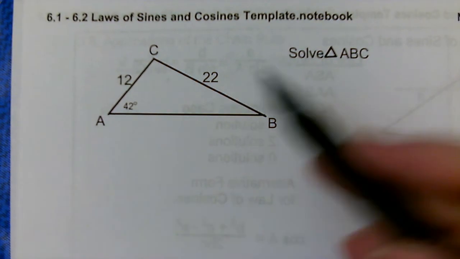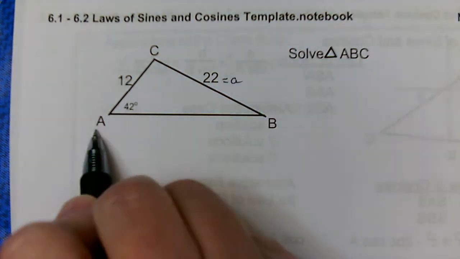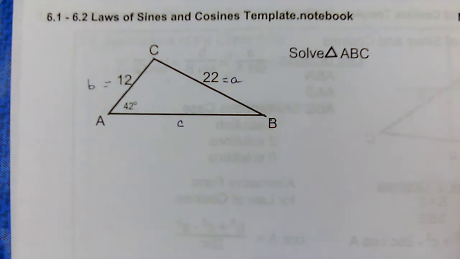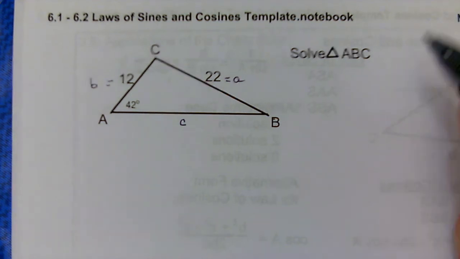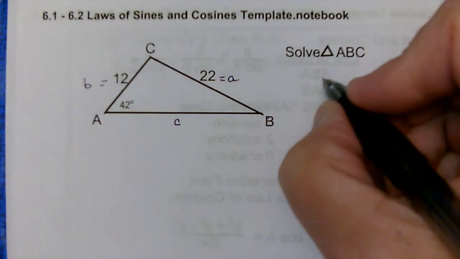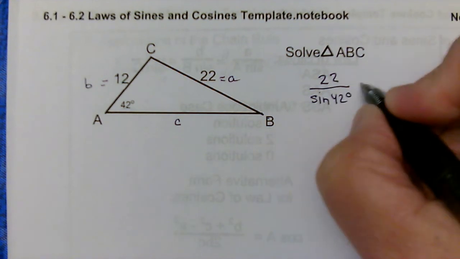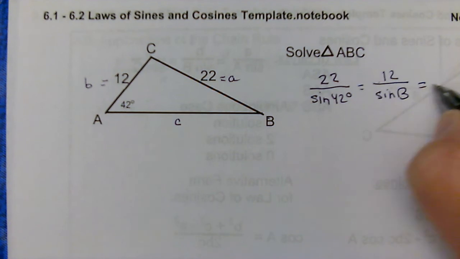We only know one angle, so I'm going to set up the problem. So the 22 is like our little a because it's opposite angle A. The 12 is our little b because it's opposite angle B, and the missing side here is C. We cannot use the Pythagorean theorem on this because it's not a right triangle, or at least we don't know that it's a right triangle. So if we set up the law of sines, we get 22 over the sine of 42 degrees equals 12 over the sine of angle B equals little c over the sine of angle C.